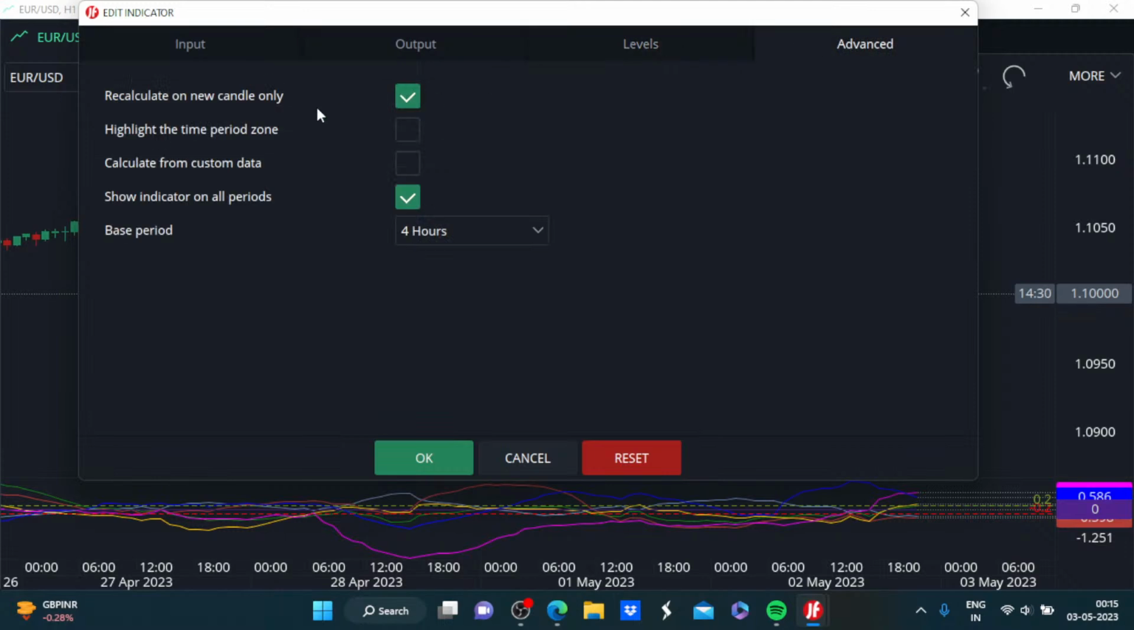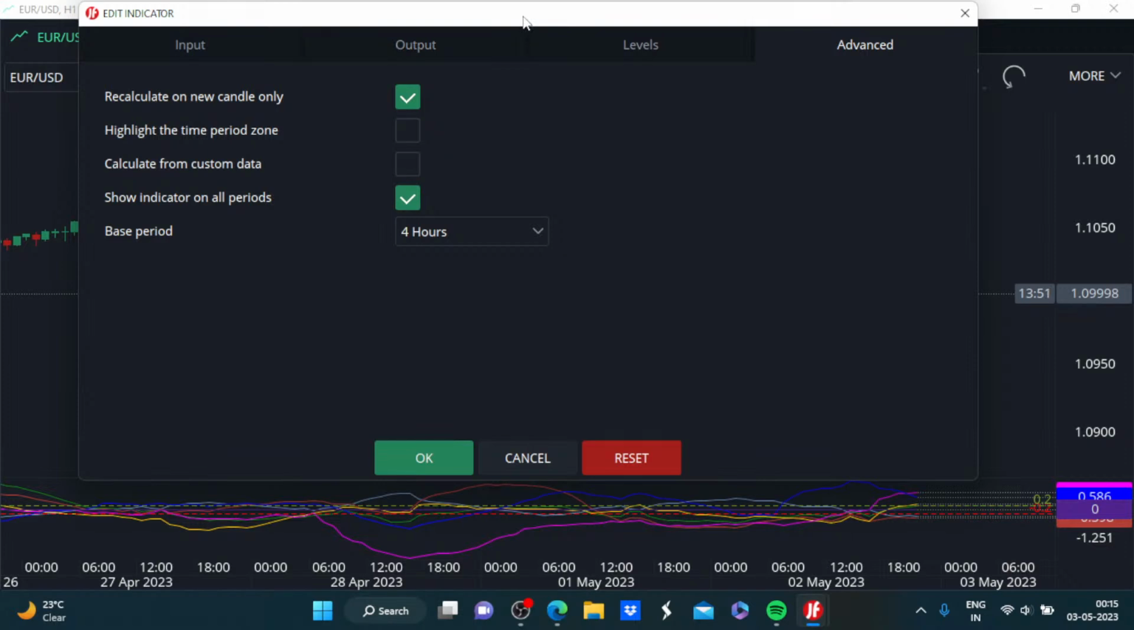Coming to the advanced editing options, we have calculate on new candle only. This particular option is quite important. If you go for recalculate on new candle only, once the new candle is plotted, the calculation will be done and it will remain the same throughout that particular candle period, or else it will keep varying throughout the given candle period depending on the applied price for that particular currency.